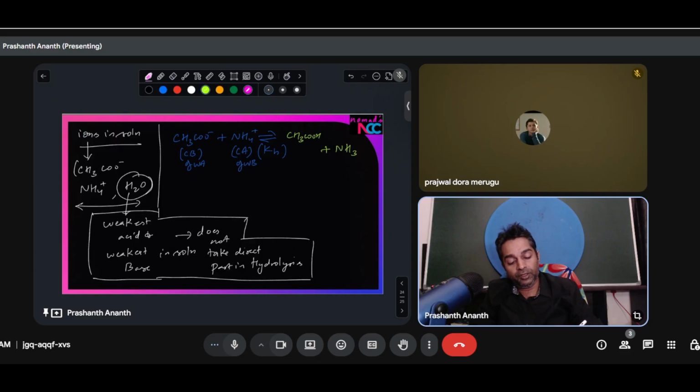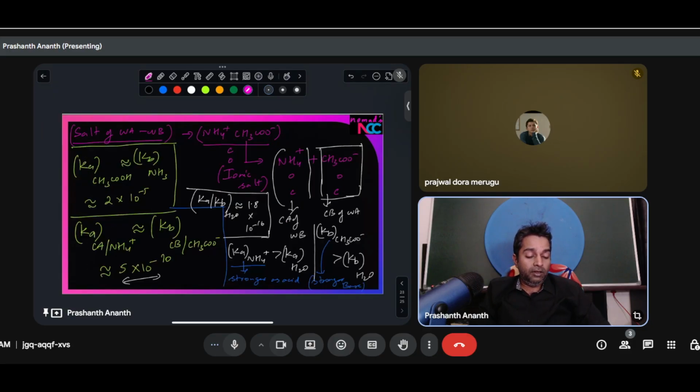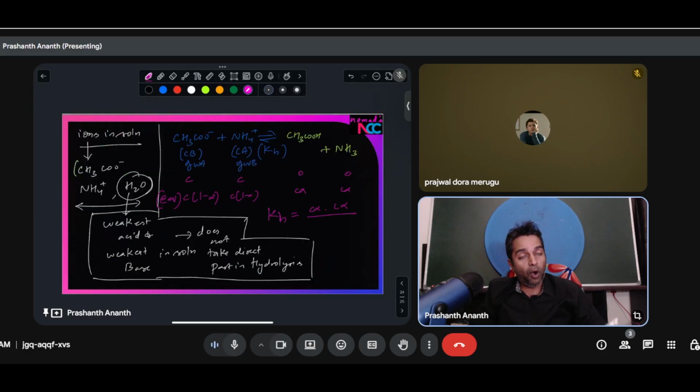So if I start off with concentration C and C, and these two being 0 and 0, after the equilibrium has been reached, we will now have C into 1 minus alpha, C into 1 minus alpha, C alpha and C alpha. So we can now write this Kh expression as C alpha into C alpha, products by reactants, C squared into 1 minus alpha whole squared. So the C squared and the C squared will cancel off. This works out as alpha by 1 minus alpha, whole squared.